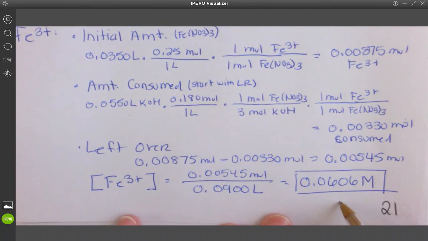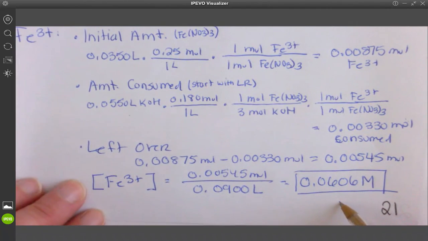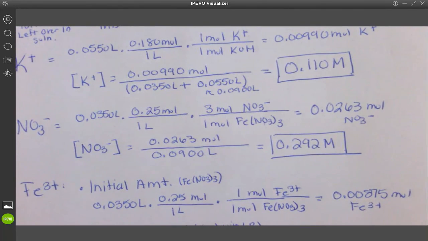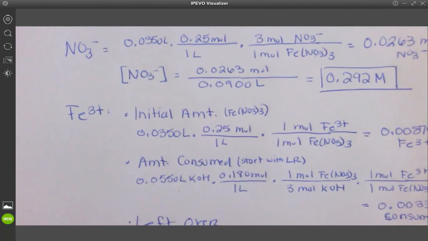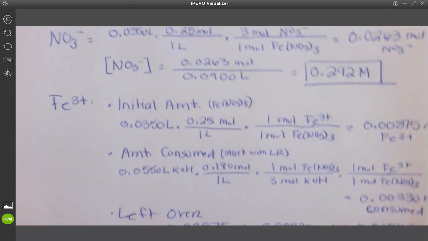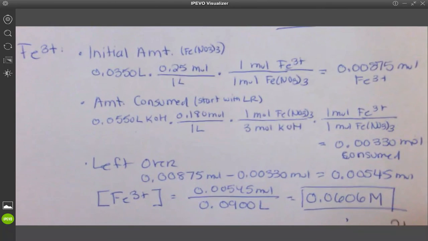So I have my concentration of my iron 3+ ion that's left over, and then I have my concentrations of my 2 spectator ions. There is a lot of work involved with finding these concentrations, but again, you've got to find the best kind of bookkeeping method to keep track of your mole amounts and your new volume concentrations so that you can be effective at getting each of these.